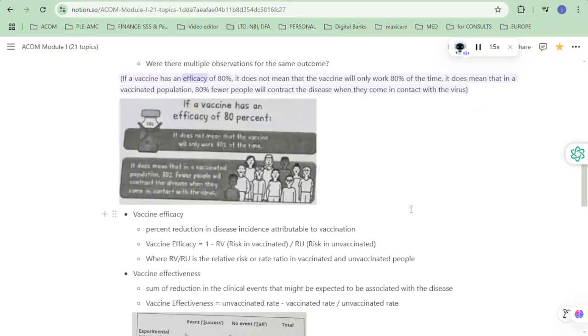If a vaccine has an efficacy of 80%, it does not mean that the vaccine will only work 80% of the time. It does mean that in a vaccinated population, 80% fewer people will contract the disease when they come in contact with the virus.